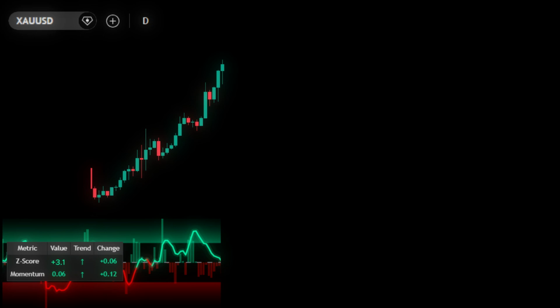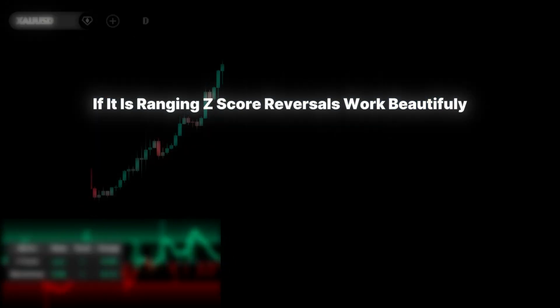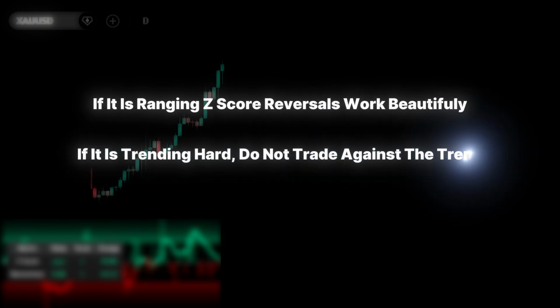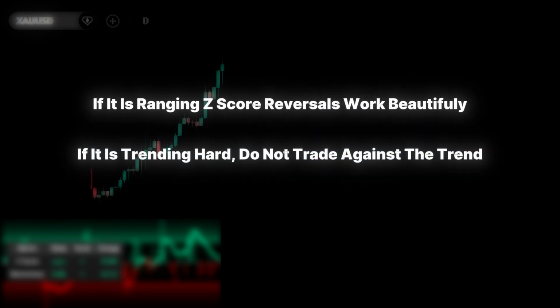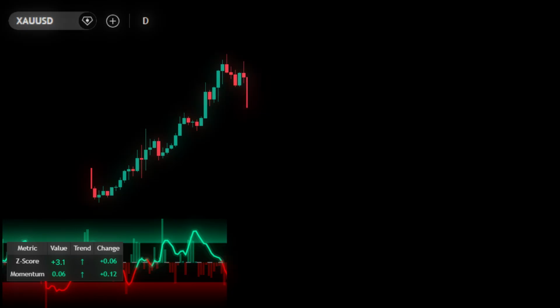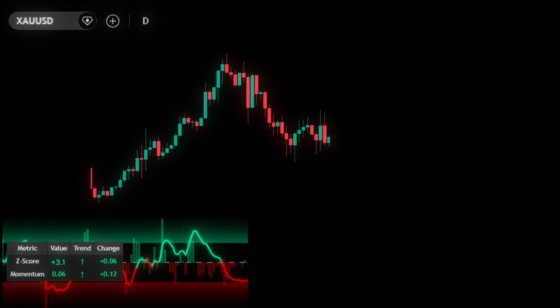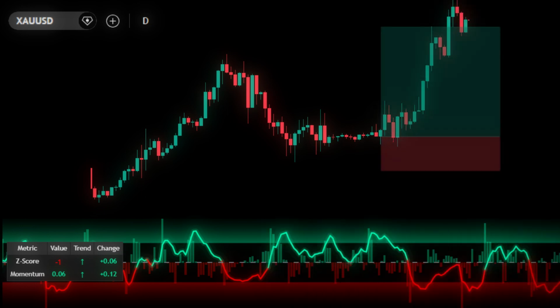The fix? Context. Before you trade a Z-score extreme, zoom out. Is the market in a range or a trend? If it is ranging, Z-score reversals work beautifully. If it is trending hard, do not trade against the trend. Instead, use the Z-score as a pullback filter. Wait for the Z-score to drop back to 0 or below during an uptrend, then enter with the trend. That distinction, reversals in ranges, pullbacks in trends, is the difference between this being a good indicator and a great strategy. Here is exactly how to set this up in 60 seconds.